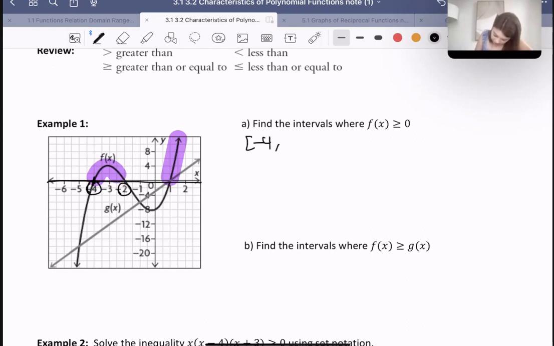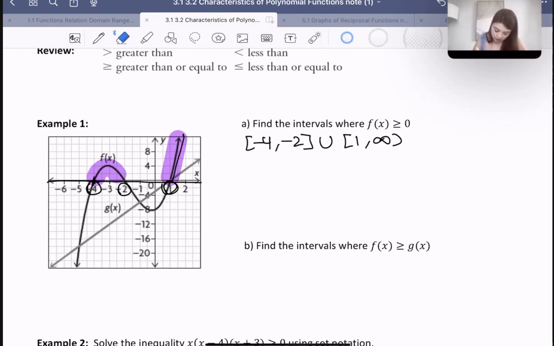So let's put those numbers in. And also from 1 to infinity, right? Because here's 1 and it just goes up to infinity forever. Those are the intervals where f of x is greater than 0, or greater than or equal to 0, I should say.